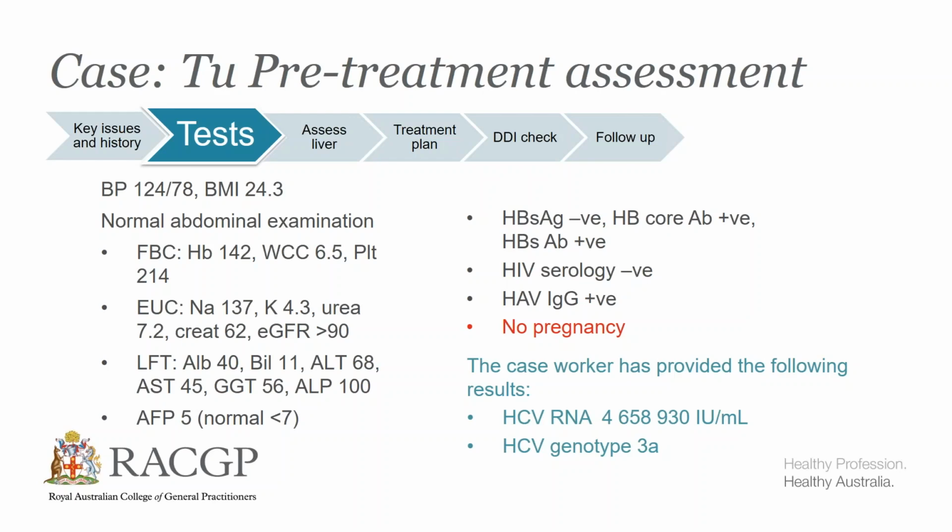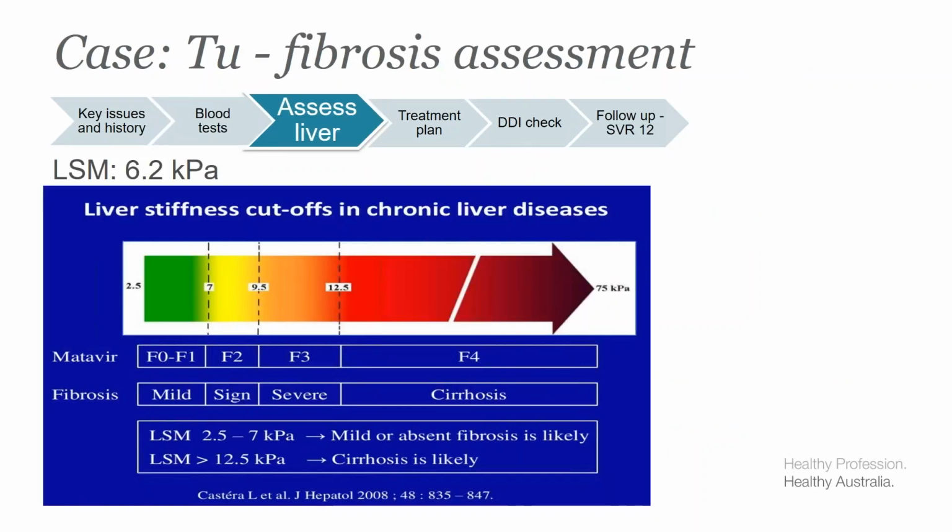Now, we know she's got abnormal liver function tests, and we know that she's got hepatitis C again, so we need to work out the status of her liver. So we've got access to FibroScan, and we've got a reading of 6.2 kilopascals, so very reassuring. In the green zone, she has no or very, very early fibrosis. So definitely not cirrhosis. Happy with that result.